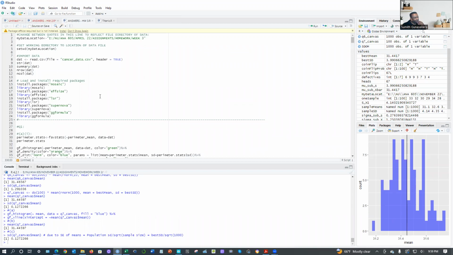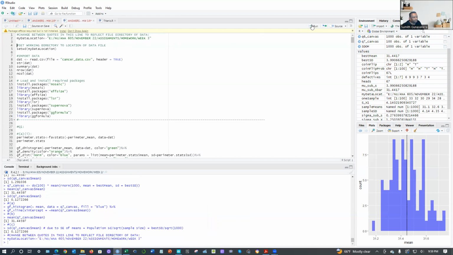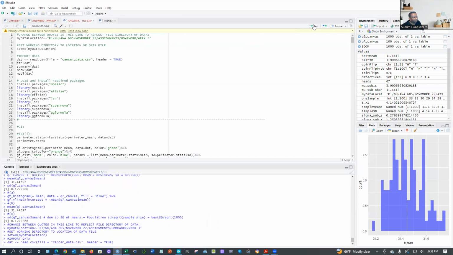Let's see. Effect size, mosaic, LSR, supernova. Let's see what's going on. Data. Homework 3, November 2022. And set that one, and read the data.